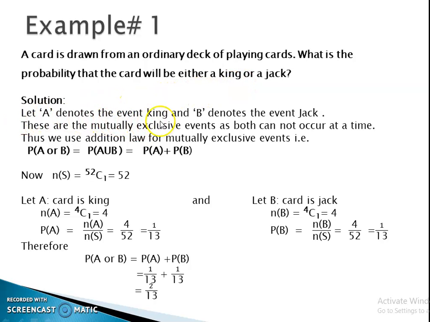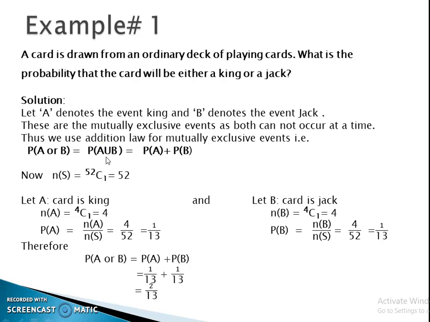Let A denote the event king and B denote the event jack. These are mutually exclusive events as both cannot occur at a time. Thus we use the addition law of mutually exclusive events. Probability of A or B is equal to probability of A union B, equal to probability of A plus probability of B.